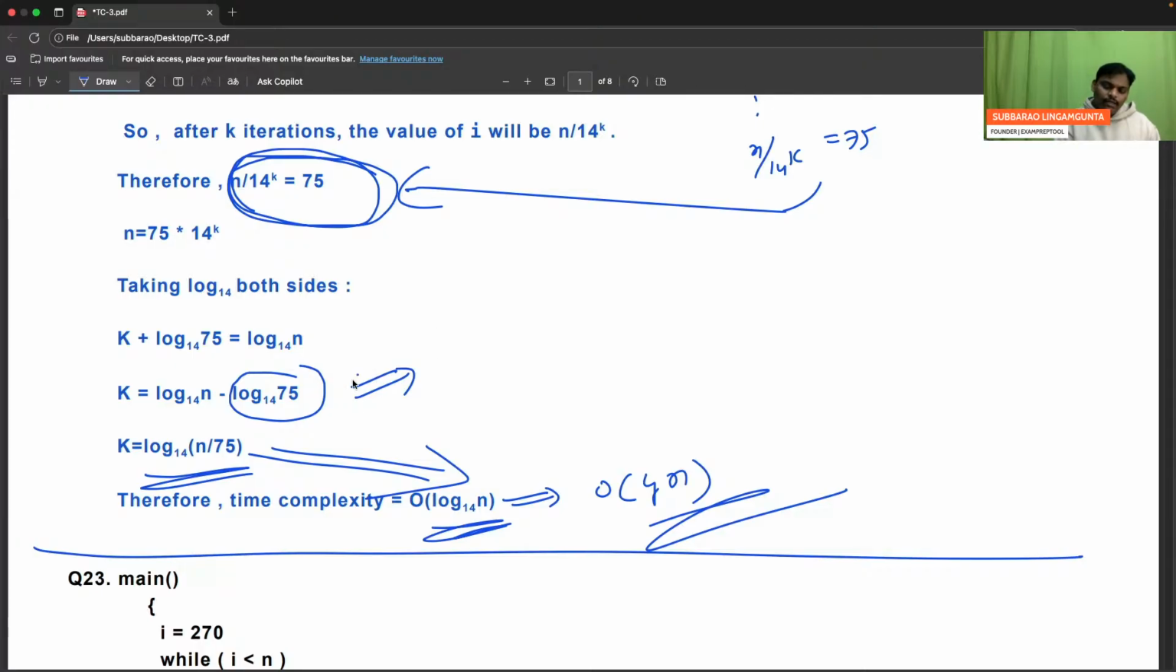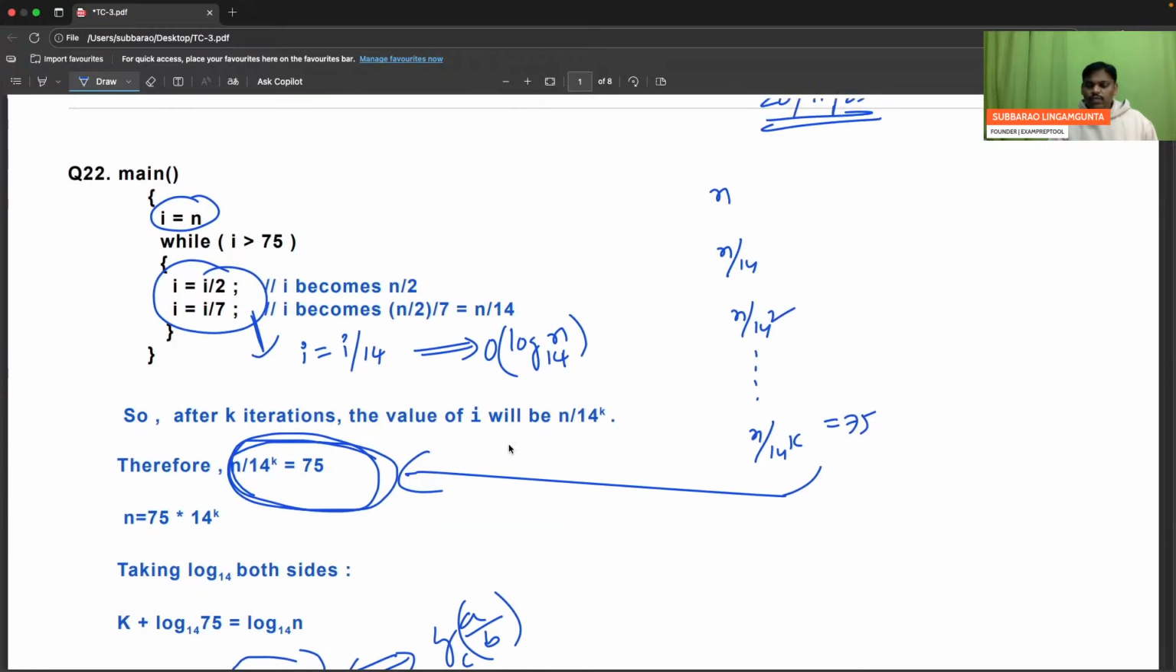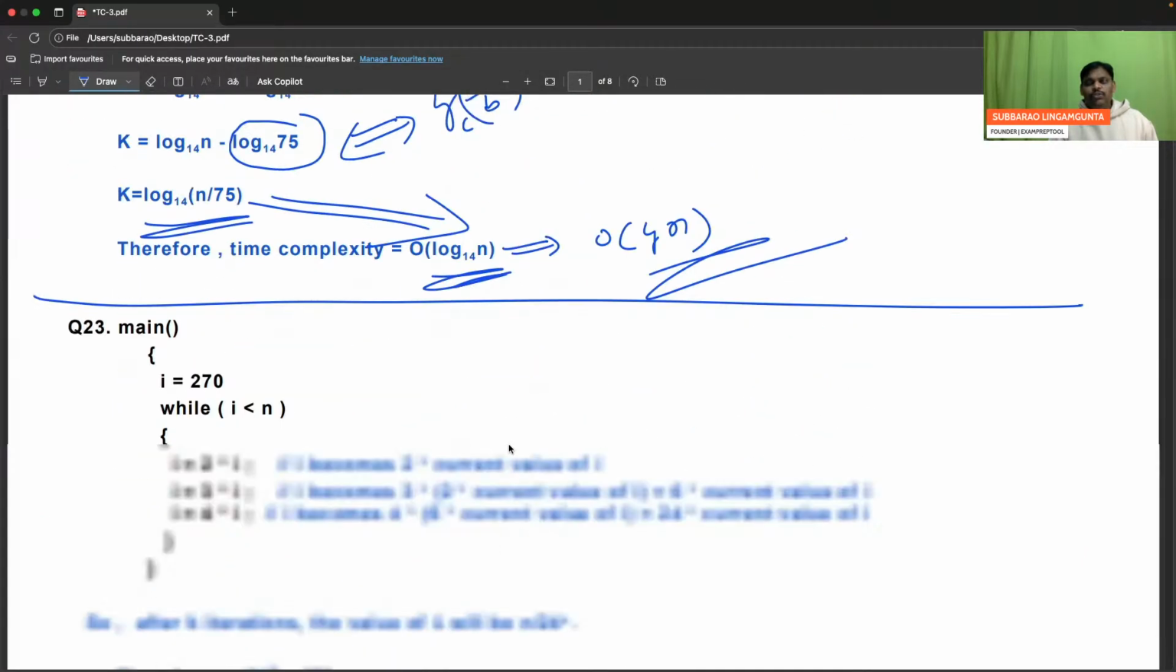Same thing here, log (a/b) base c, same formula: log a base c minus log b base c, same story. So like that it came, right? Please verify properly. If you have any small doubt, you can comment in the comment section. So question number 22 is done.